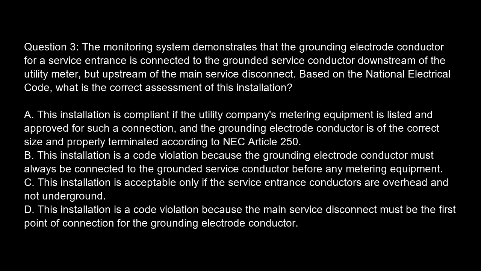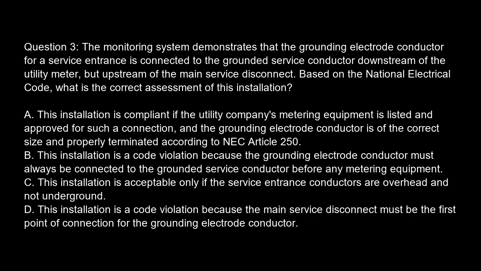Question 3. The monitoring system demonstrates that the grounding electrode conductor for a service entrance is connected to the grounded service conductor downstream of the utility meter, but upstream of the main service disconnect. Based on the National Electrical Code, what is the correct assessment of this installation? Option A. This installation is compliant if the utility company's metering equipment is listed and approved for such a connection, and the grounding electrode conductor is of the correct size and properly terminated according to NEC Article 250.